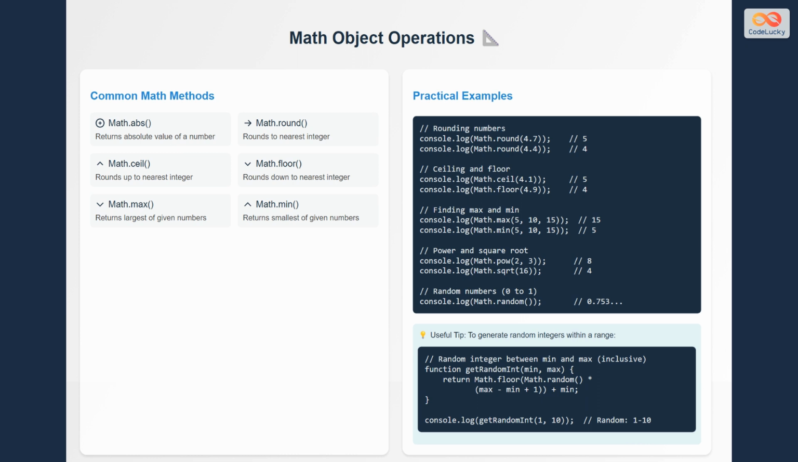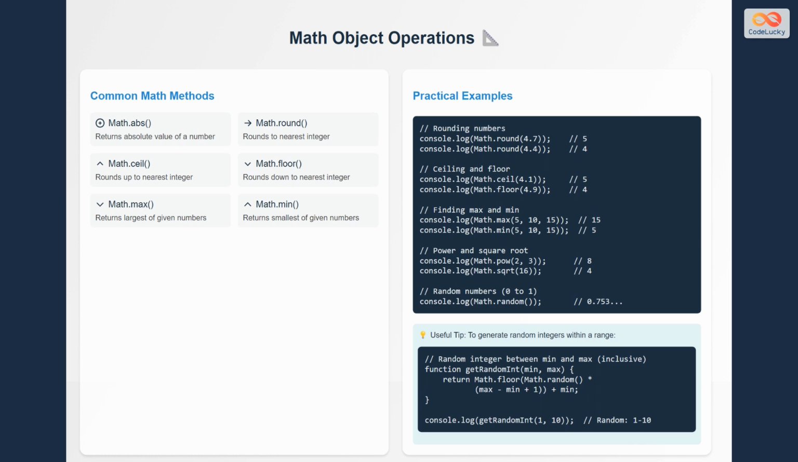The Math.max method returns the largest of the given numbers, and Math.min returns the smallest of the given numbers. For example, Math.max of 5, 10, and 15 is 15, and Math.min of 5, 10, and 15 is 5.